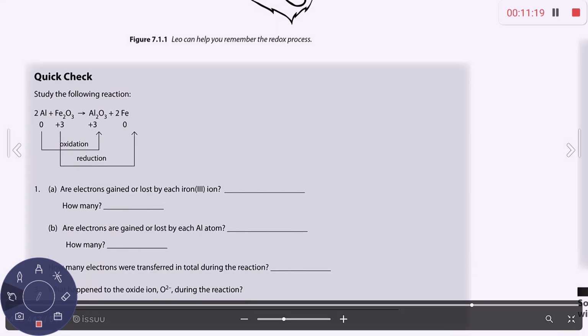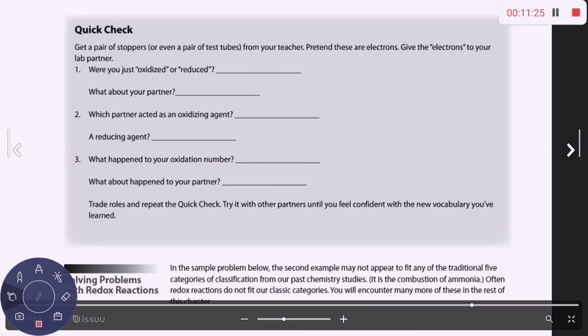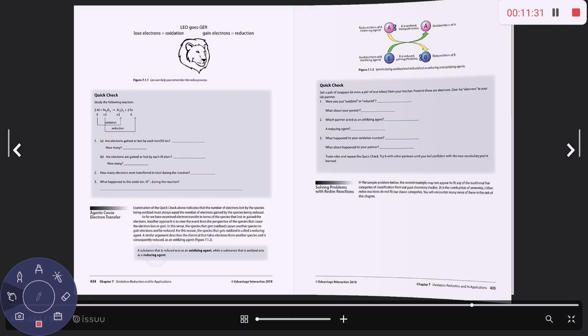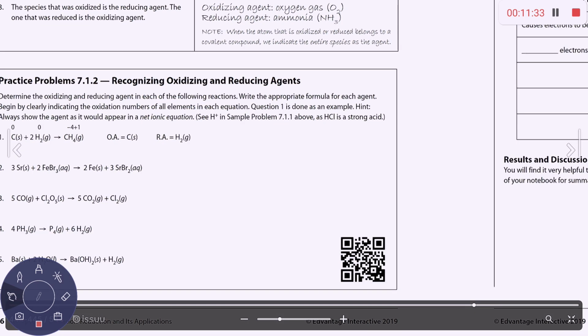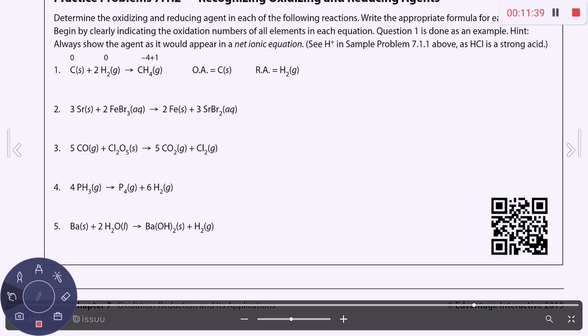Okay, now you already know this. Let's go to this page. Let's take a look at these practice problems. I don't want to do all of them. I'd like to do number 2 and number 4. Okay? So let's take a look at number 2.